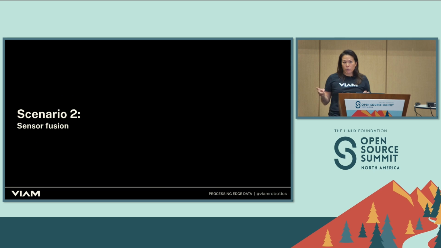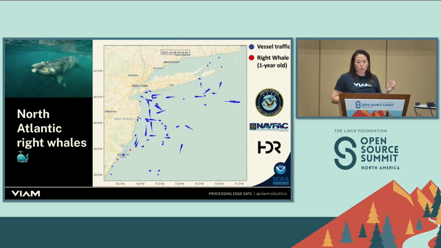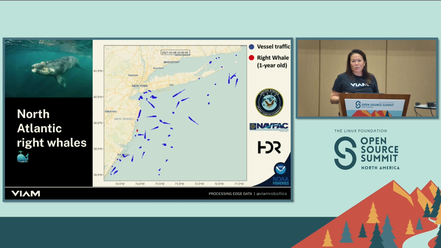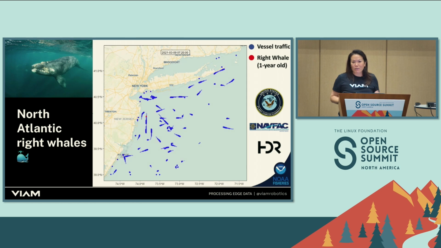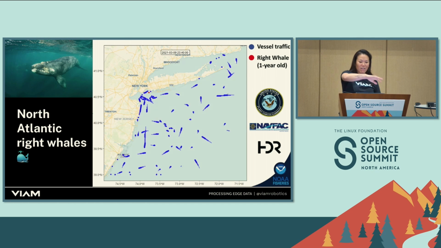The second scenario we have is sensor fusion. So you can use cheap sensors to trigger more expensive CV. Here's an example with endangered whales on the East Coast. That little red dot is an endangered whale, and all those blue things zipping around are huge boats that are coming to take out those whales.